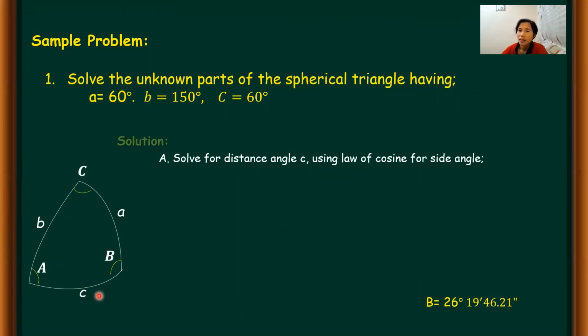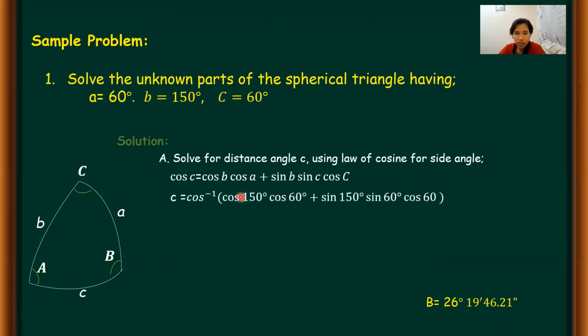You can use either the law of sine, the law of cosine for the sides, or the law of cosine for the angle. For the distance angle C, let's try this one using the law of cosine for sides. Take note of the formula. Cosine C is cosine B cosine A. We already have the values of A and B, so this is just direct substitution. We can compute the value of C. So C is equal to 102 degrees, 30 minutes, 14.1 seconds. Just check if the solution is correct.